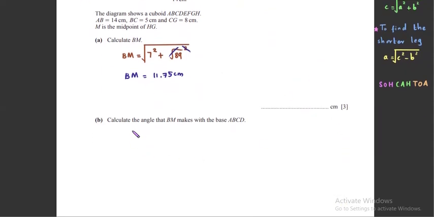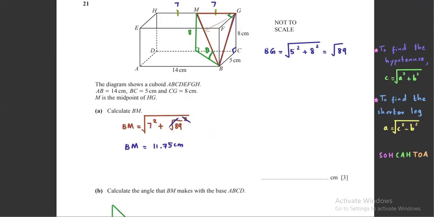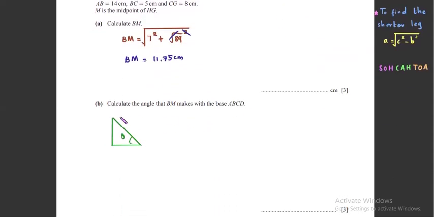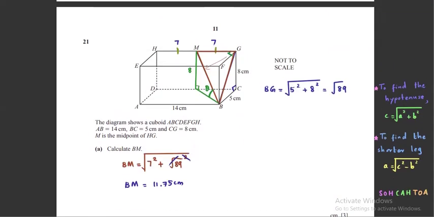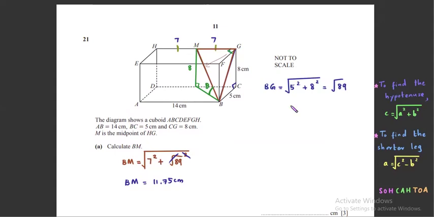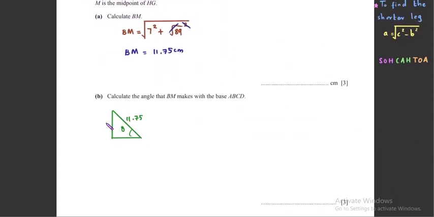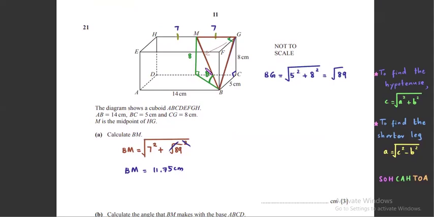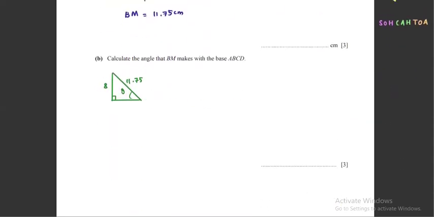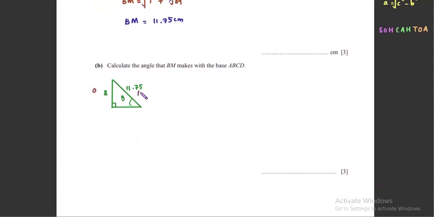So we are going to make use of that triangle. If I draw that triangle here, this is how it will be. This is the angle that we are supposed to calculate. The hypotenuse is 11.75. That is the slanted side. The perpendicular height is given to us as 8, so I'm going to mark 8 here. And we are supposed to calculate the angle. For this angle, the height is the opposite side, and this is the hypotenuse.